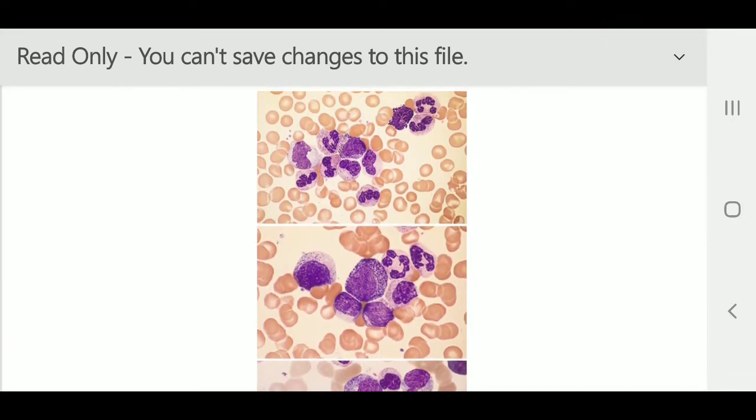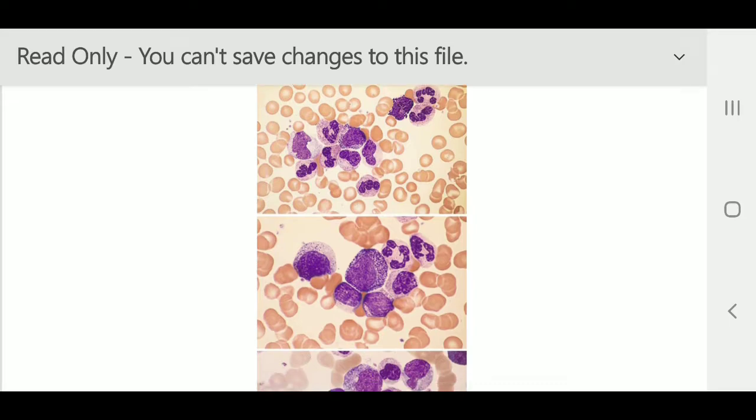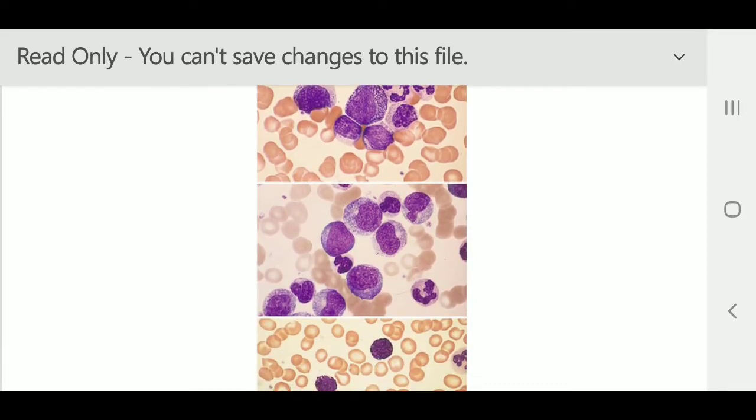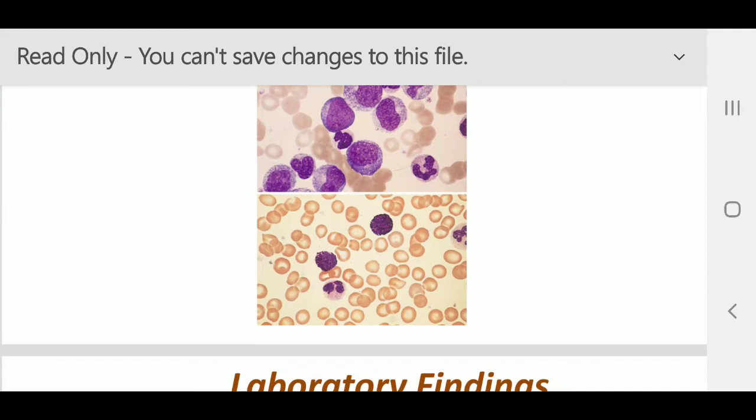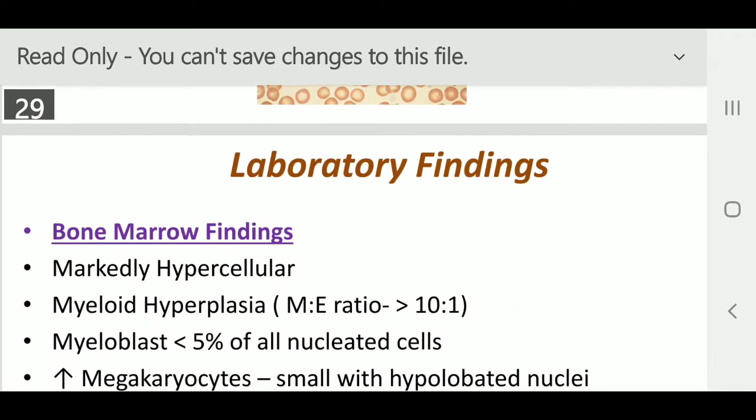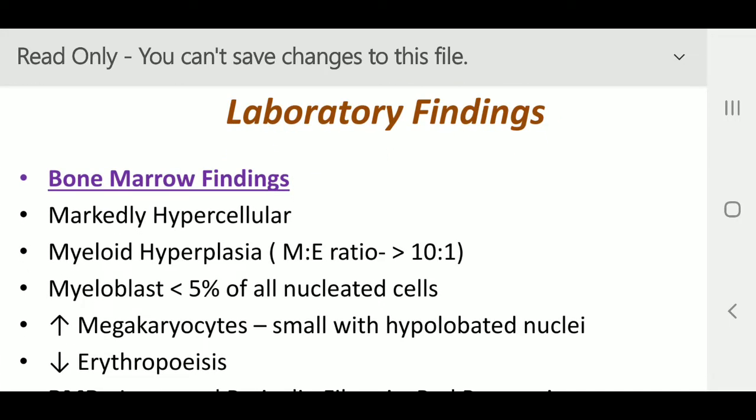Now this is a peripheral smear that shows you CML. You can see the promyelocytes, you can see the band forms, you can see the myelocytes. Here you can see an eosinophilic myelocyte, and you can see that platelets are not reduced in number. On bone marrow, usually not advised for CML, but what you see is a markedly hypercellular marrow.